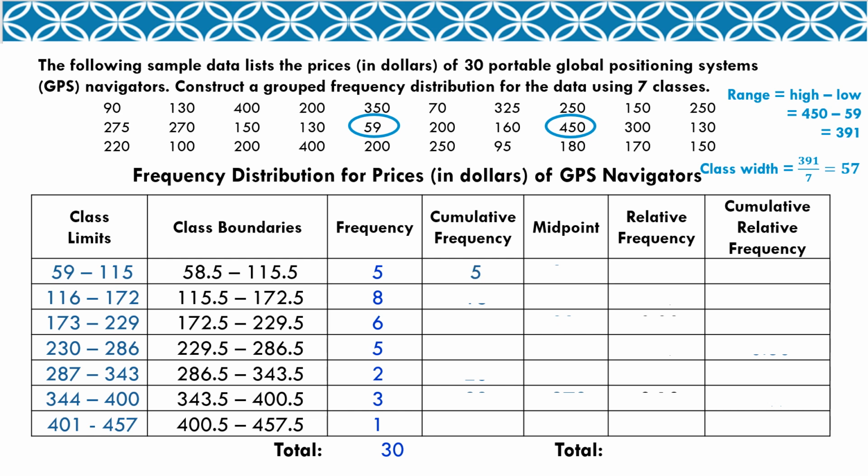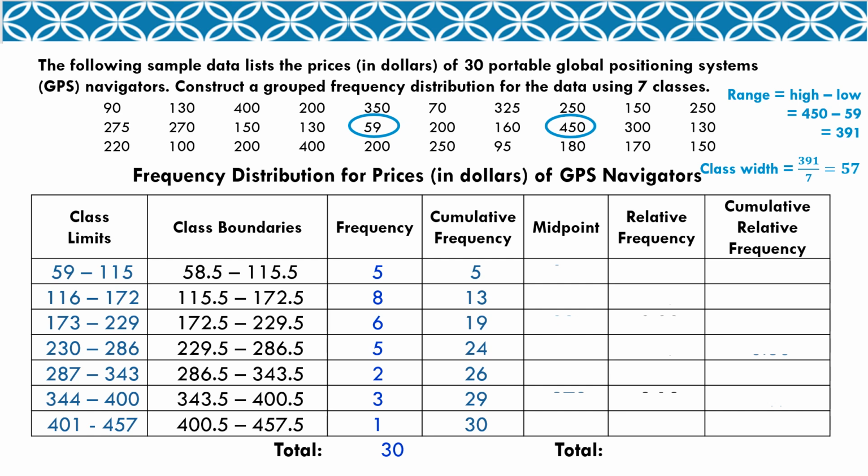Cumulative frequency. By the end of the first class, we've hit 5 data values. By the end of the next class, we add in the 8 to get 13. By the end of the next class, we're adding in our 6 to get 19. And then we add in our 5, our 2, our 3, and our 1.